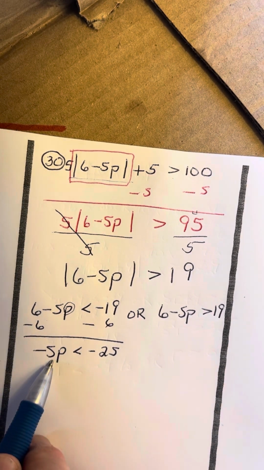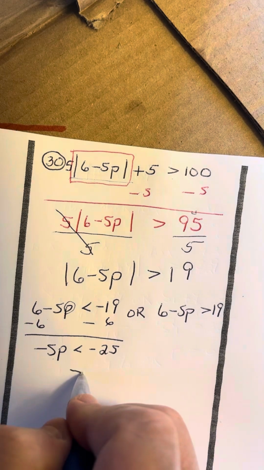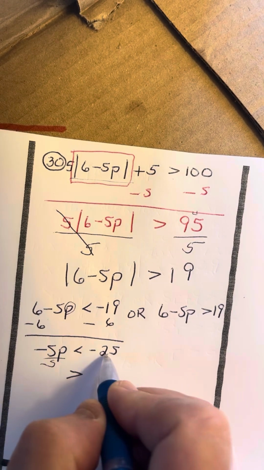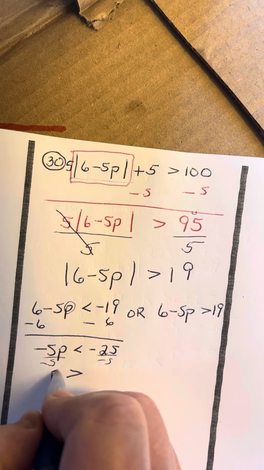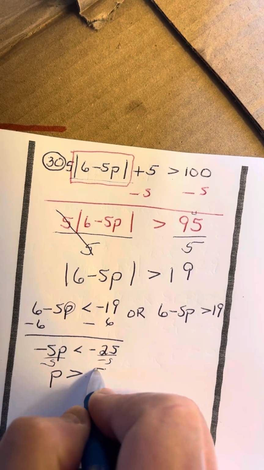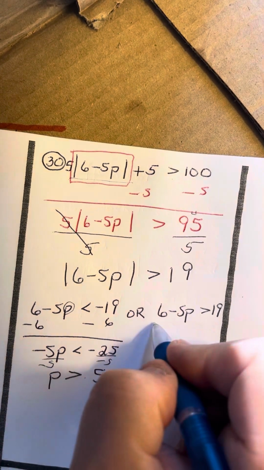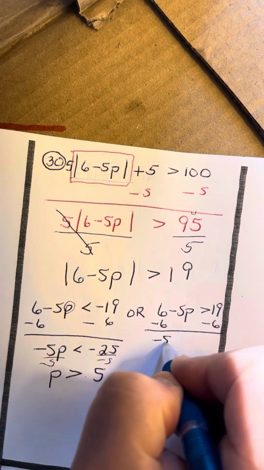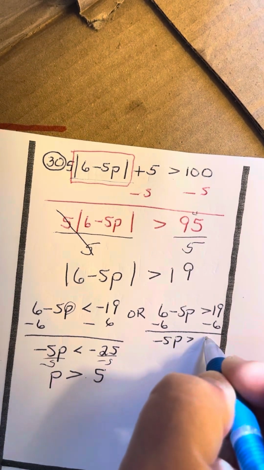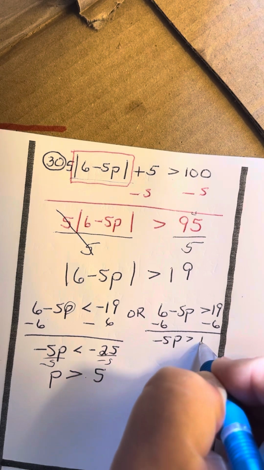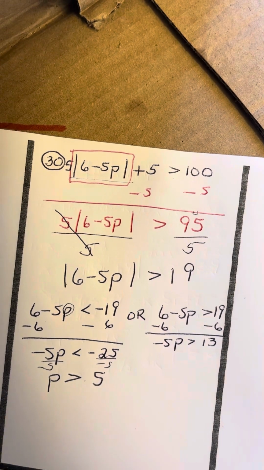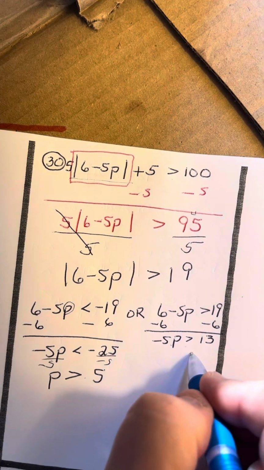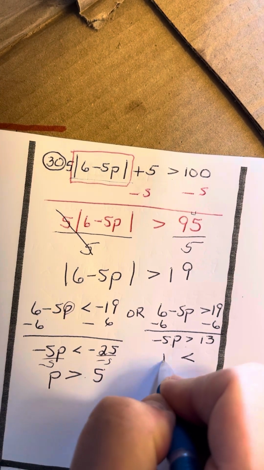You're about to divide by a negative. That means this is going to change directions. And now I'm going to divide by -5. P is greater than 5. On the other side, -5P is greater than 13? Again, I'm going to divide by a negative. This thing changes direction. Divide by -5.